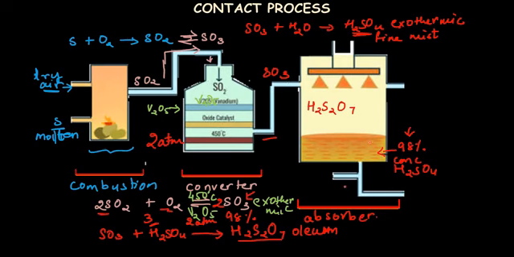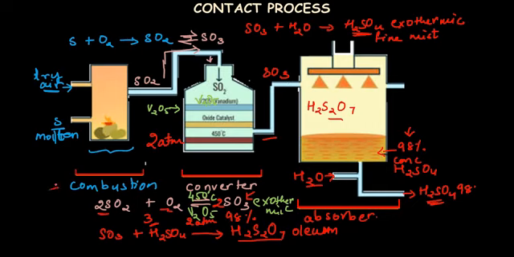This oleum is then further diluted with water. So water is added to the oleum to get the sulfuric acid whenever needed. So sulfuric acid is lastly obtained by mixing oleum with water. So this is the process by which we get the sulfuric acid, and the sulfuric acid obtained this way is 98% concentrated.